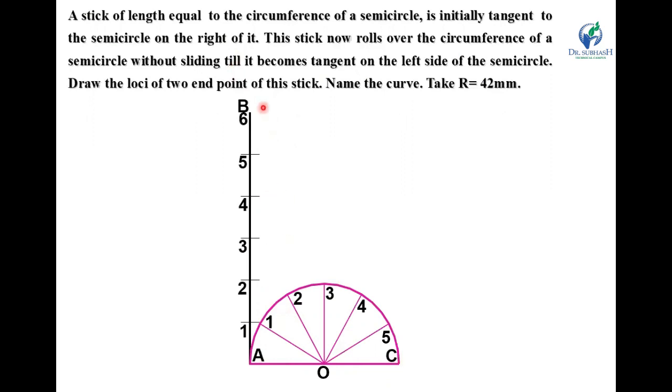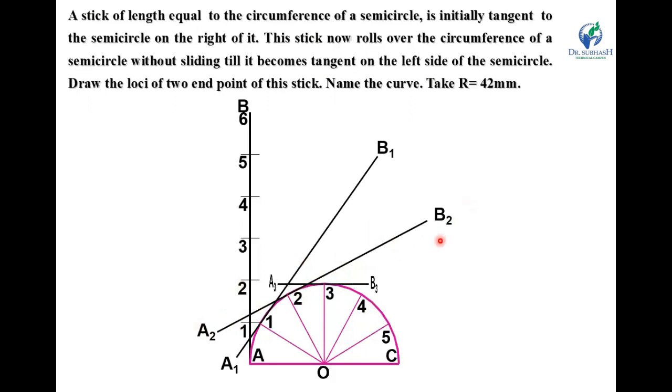Now, if this line starts rolling on this semicircle, and we roll 1/6 part, then this point 1 will match with this point 1, and the new position will be A1, B1. So one part is on this side and 5 parts are on this side. Similarly, if we roll further, the next position will be A2, B2. So point 2 will match with this point 2. Two parts are on this side and another 4 parts are on this side.